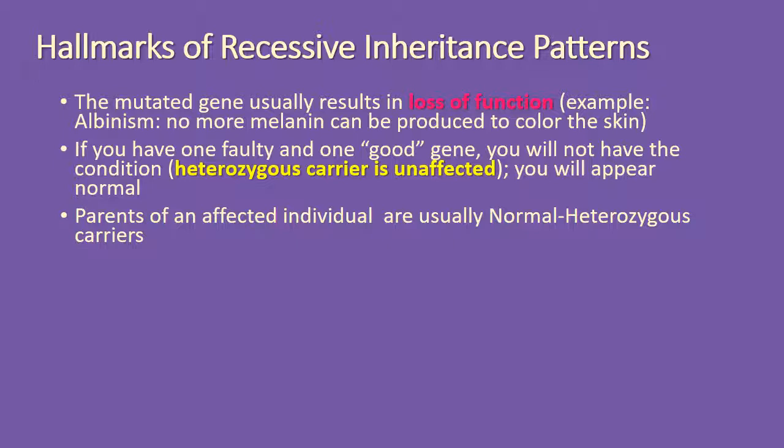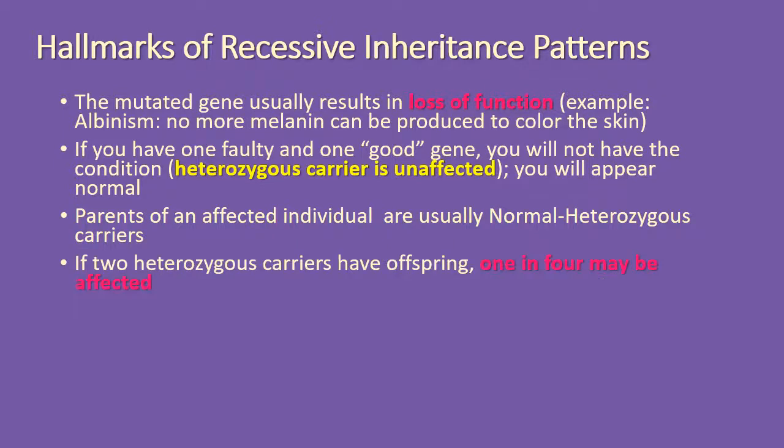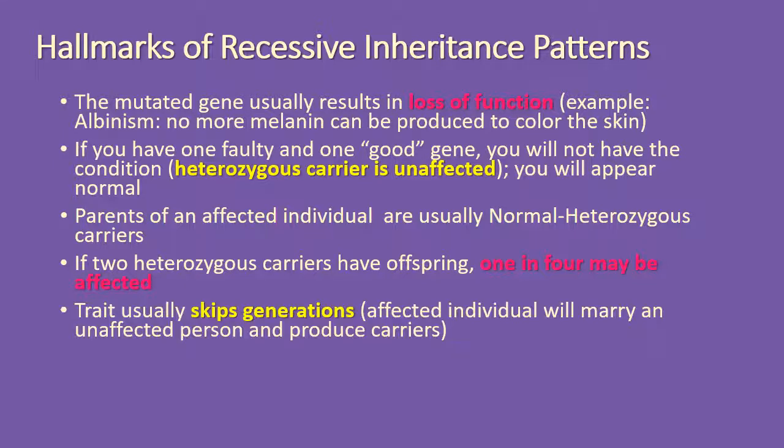Now, parents of an affected individual are usually normal heterozygous carriers. Especially when it comes to disease states like sickle cell anemia, which is going to be a big part of your homework this week, or cystic fibrosis, something that's very debilitating, usually the parents are normal carriers instead of actually being affected. And so if you have two heterozygous carriers, you have about a 25% risk of having a child with the trait. And like I said before, the trait usually skips generations.